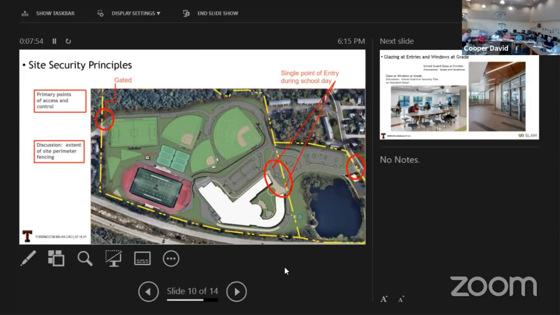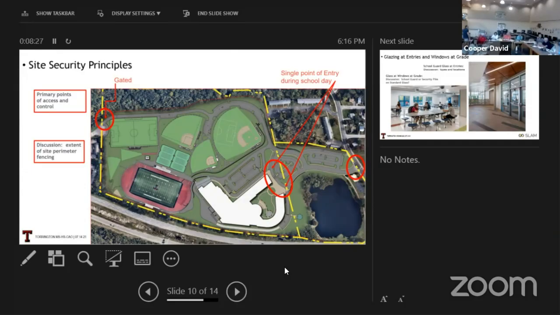So this is not giving away any secrets. This is just good design and talking. Everybody has that in their packet from yesterday. So this is where we talked about the gated entrance at Daily Drive, which will be power operated and controlled by timers and your same access control system as the doors to the school.